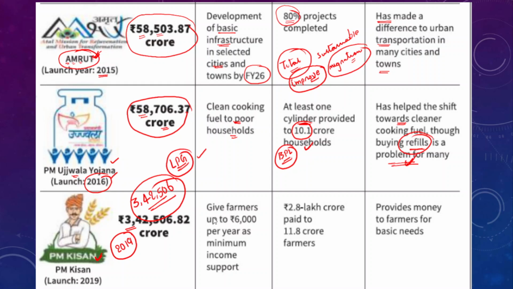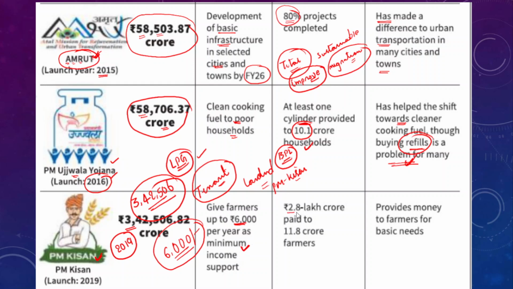And this program, we all know that the government will provide around 6,000 rupees of financial assistance to every farmer. However, you have to understand that tenant farmers will not be covered under the PM Kisan Yojana. Only landed farmers, small and marginal farmers, will be covered under the PM Kisan program. So it gives farmers up to 6,000 per year minimum income support.